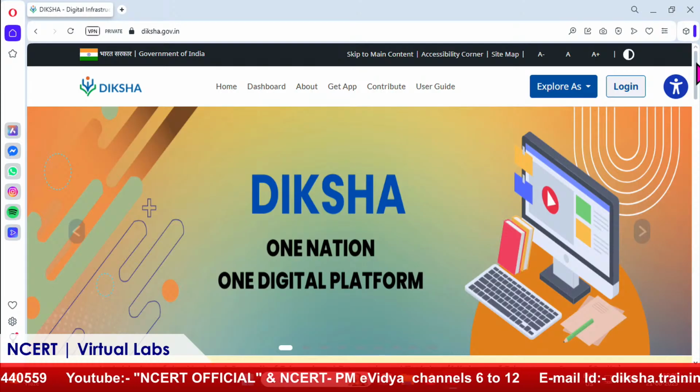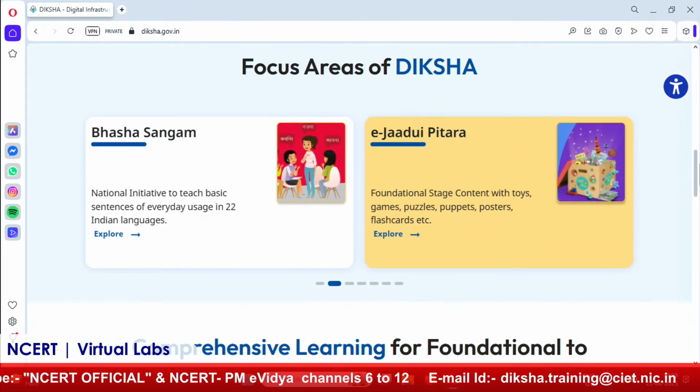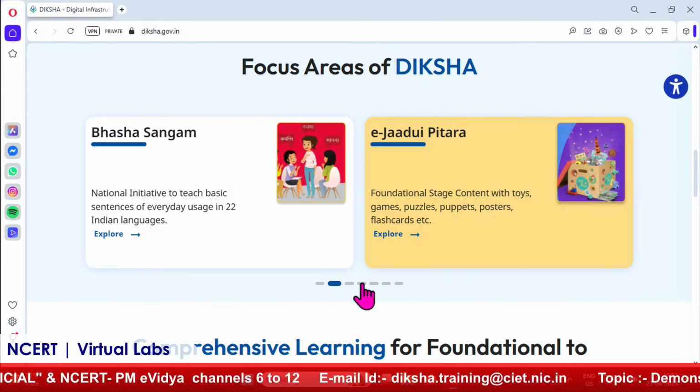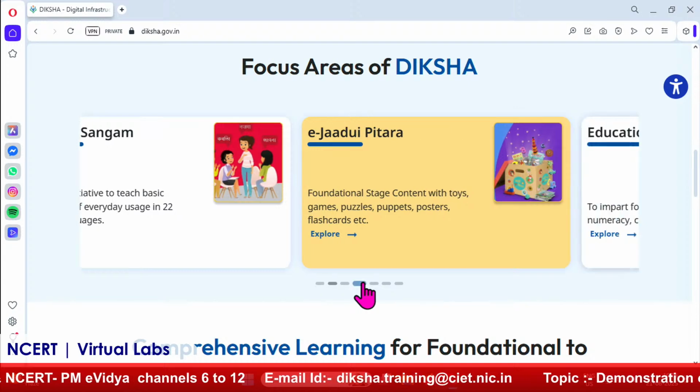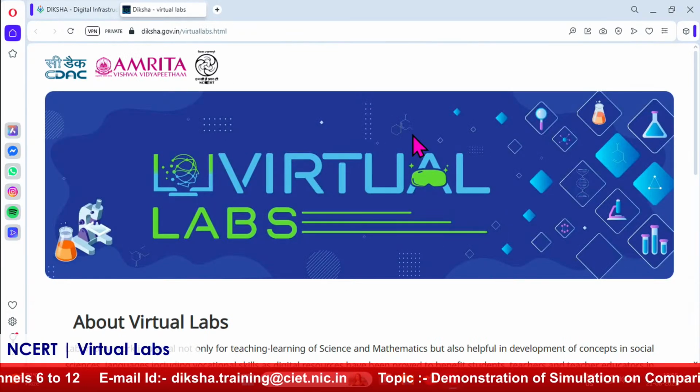Here you can see that the portal is visible. When we scroll down, you can see focus areas of Diksha. Although these auto scroll, here we have certain pointers also. I have clicked on the fourth one, and we have reached virtual labs. So we have to click on this, and we have reached the landing page of virtual labs.